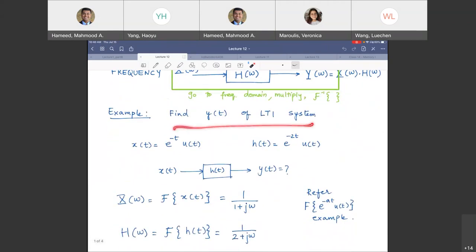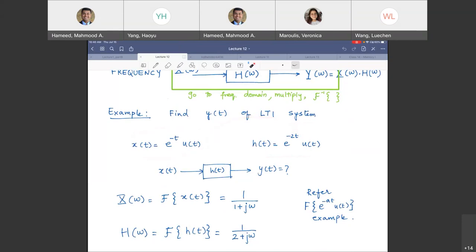Next. Find y of t of an LTI system. You have given me an input. x of t is e to the minus t u of t. And the impulse response is e to the minus 2t u of t, right? So how am I going to find the output y of t? Well, convolve e to the minus t u of t with e to the minus 2t u of t, you will get the answer, all right? That's one way. What is the other way?